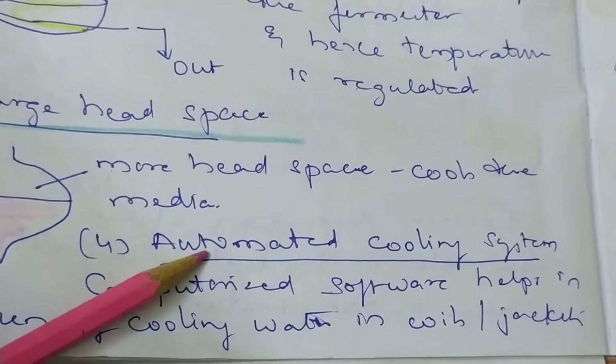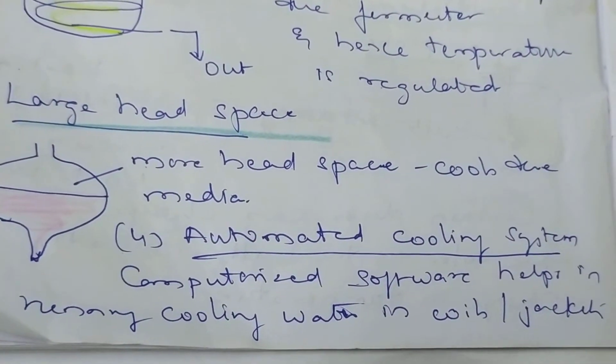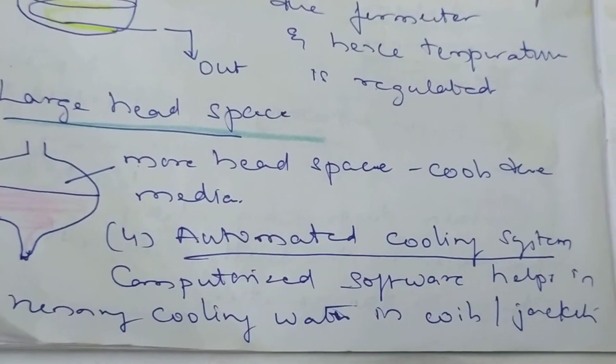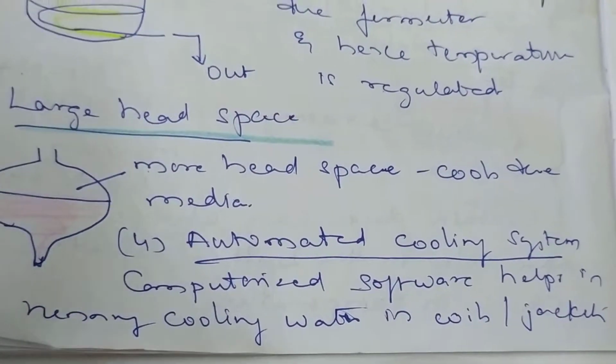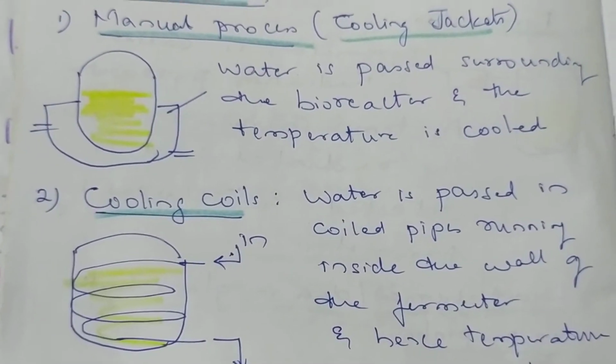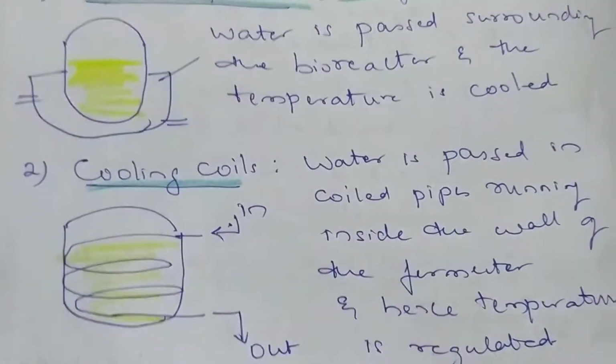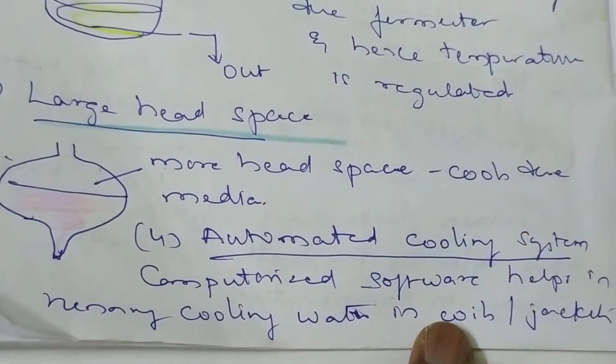Okay, automated cooling systems are also there. Computerized software helps in running the cold water in the coils. Automatically it will happen, no need for manual work. I was telling you one person should open the valve for the jacket and then it should cool. No, that's different. Now we can follow this automated system.